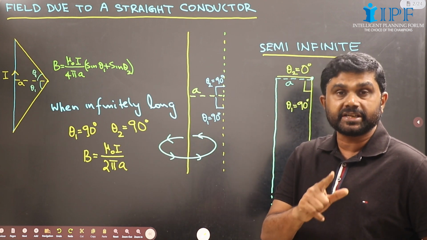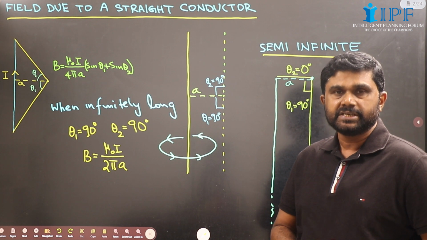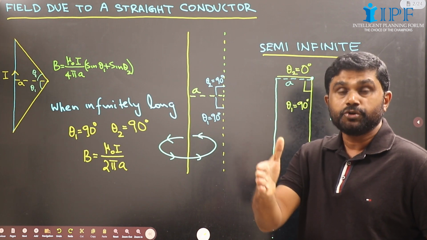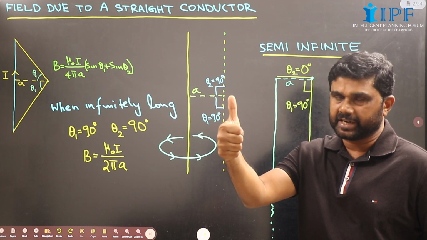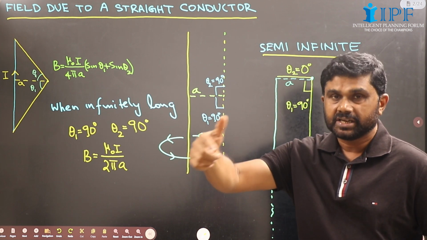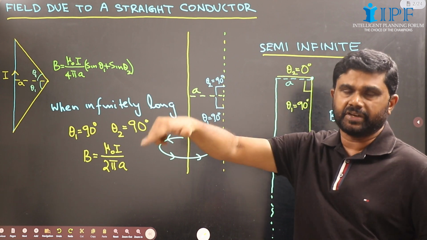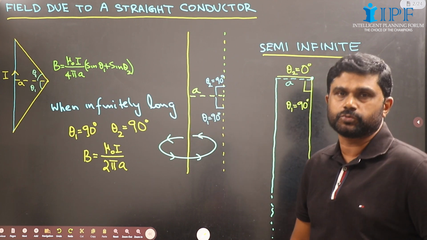Then how do we get the direction of the magnetic field? That is given by the right hand rule. You have to hold the conductor in the right hand with the thumb along the direction of electric current. Then the fingers curl along the direction of the magnetic field or magnetic lines of force.